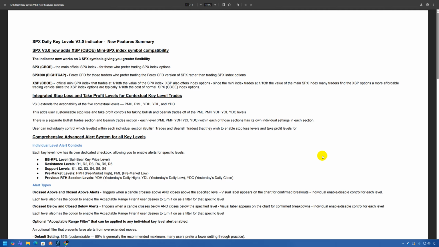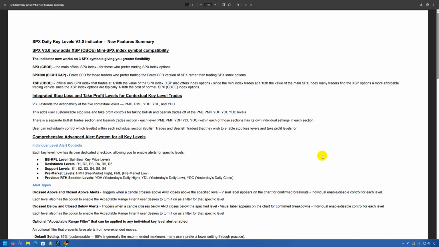We also have added a comprehensive advanced alert system for all key levels. This includes the BBKPL level, the resistance levels R1 through R6, support levels S1 through S6, the pre-market levels, the PMH and PML, and the previous RTH session levels, the YDH, YDL, and YDC.